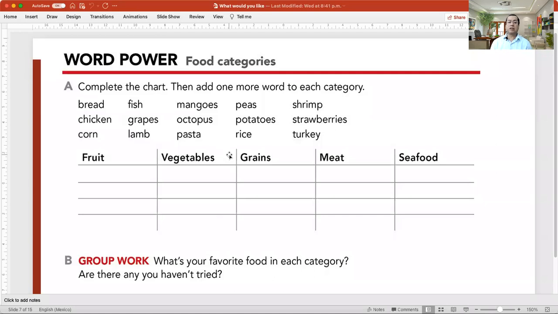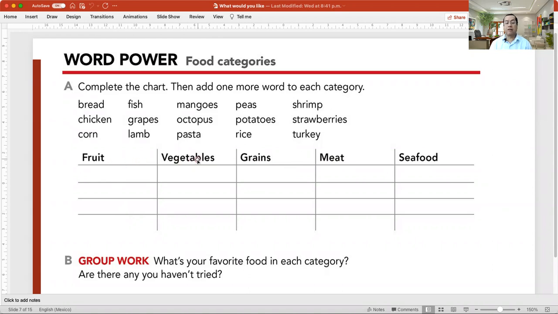So let me share with you the following charts. As you can see, we have different categories in this chart. So let's look at the different categories. We do have fruit, vegetables, grains, meat, and seafood. These are the main categories on top of the chart.